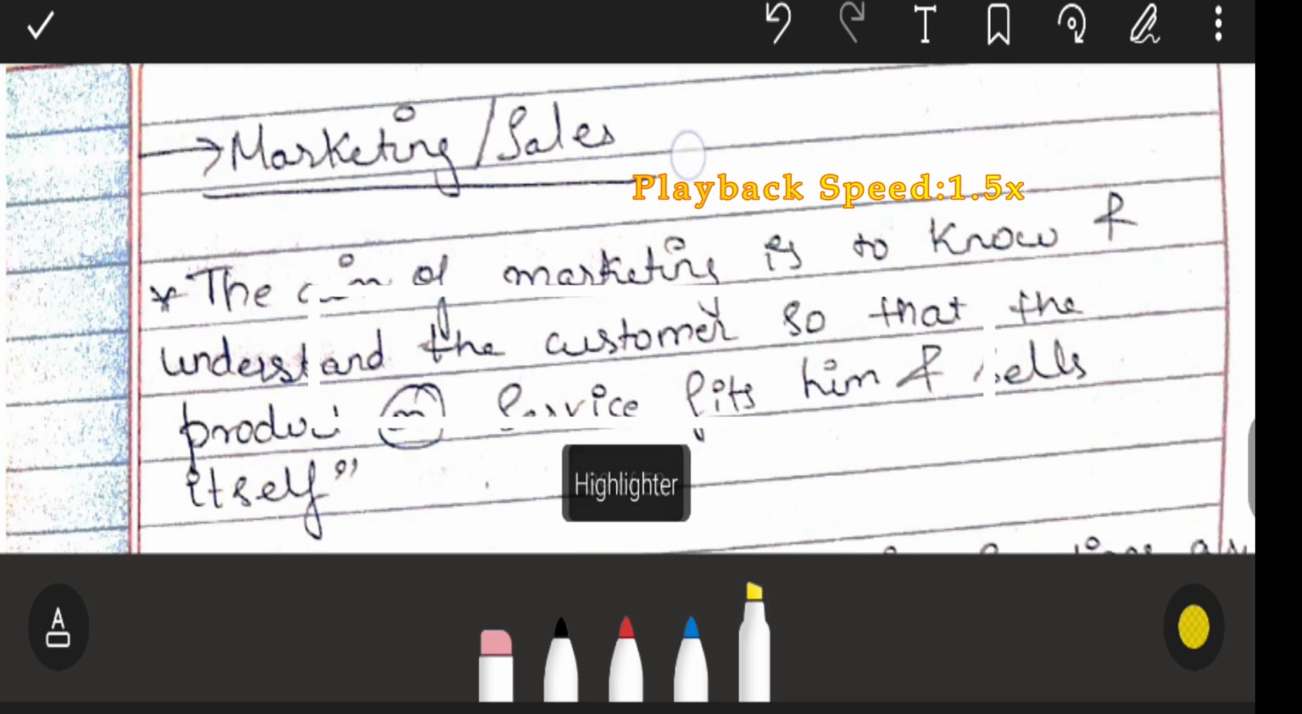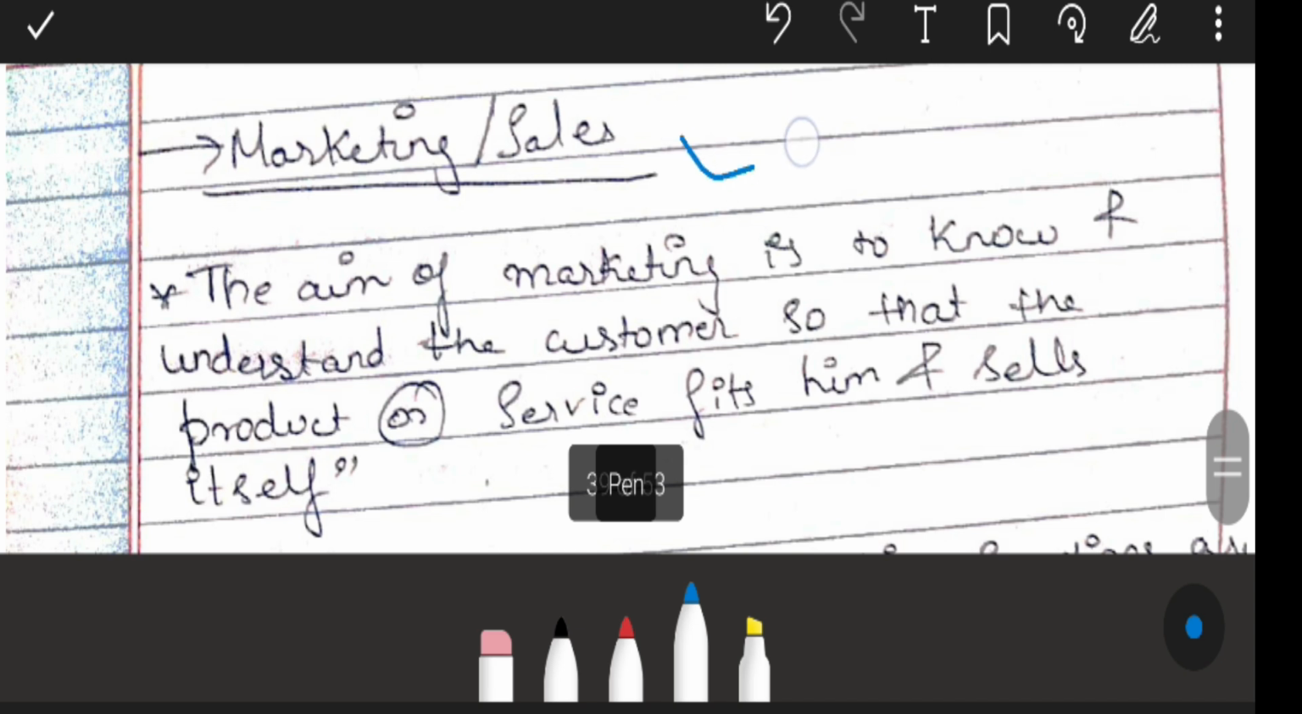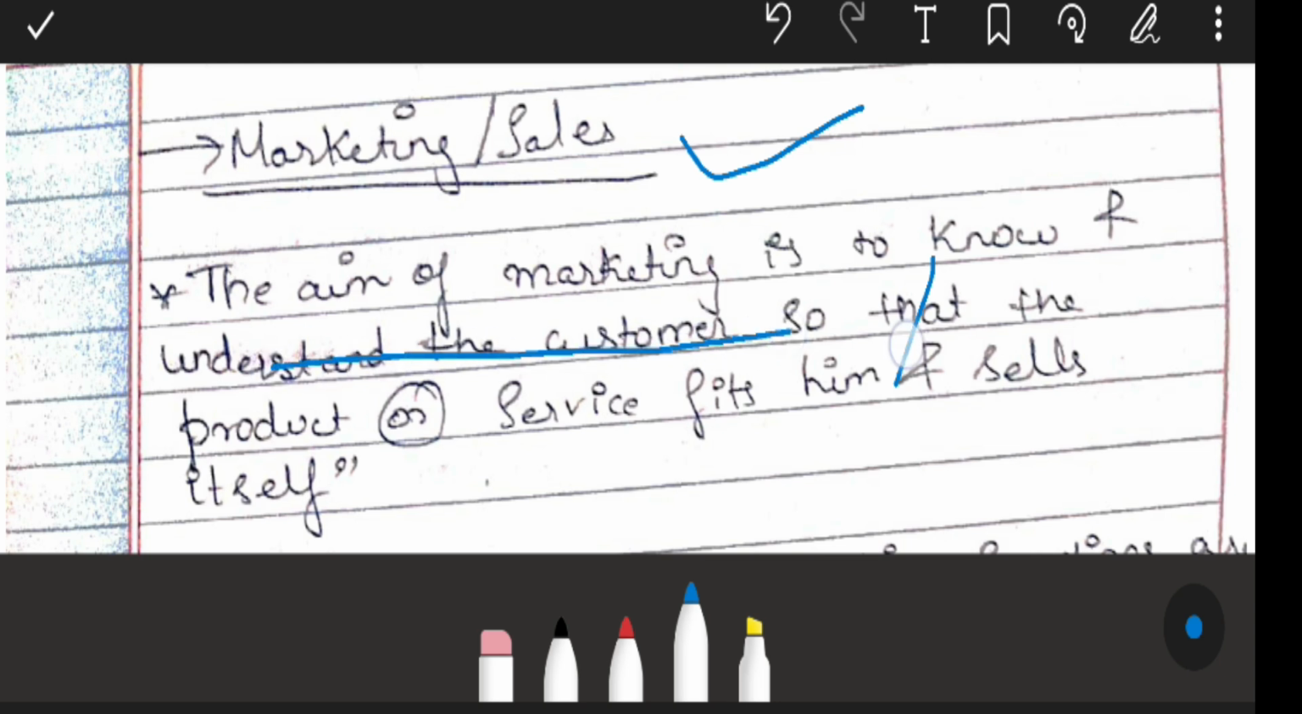Okay, so marketing and sales. The main aim of marketing is to know and understand the customer so that the product or service fits itself and sells itself. With the help of marketing, the product should sell itself.